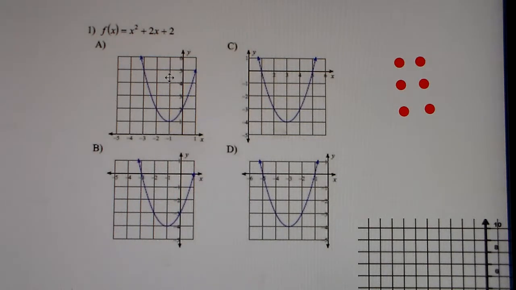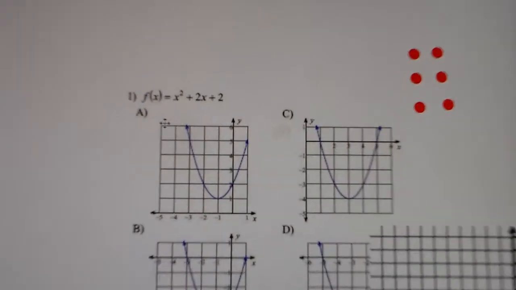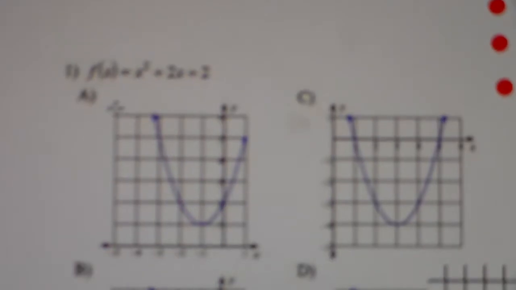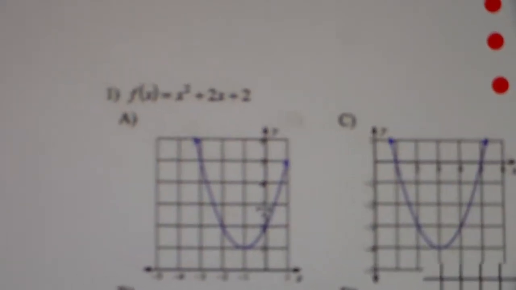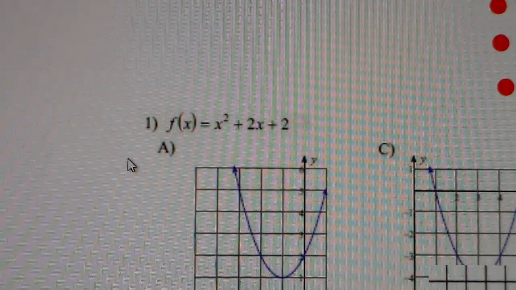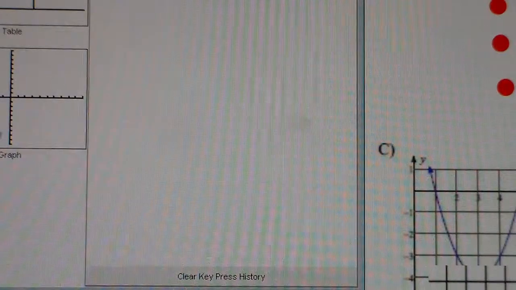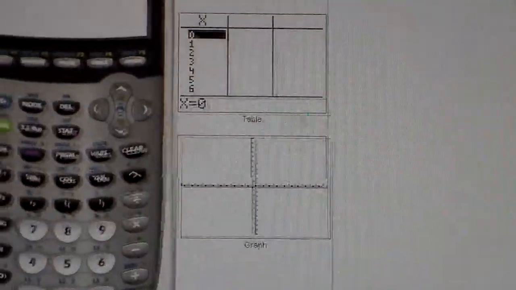So our equation is x squared plus 2x plus 2. That is our equation for problem number one. We first need to graph this. So what we're going to do is pull out your graphing calculator in front of you.